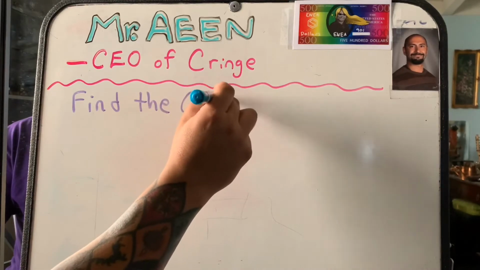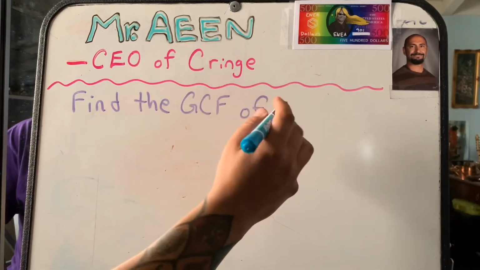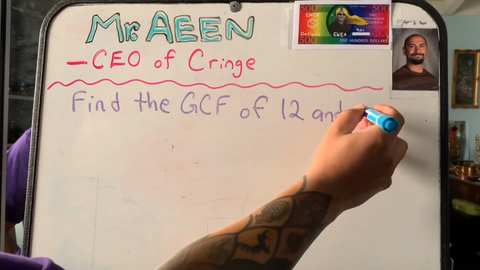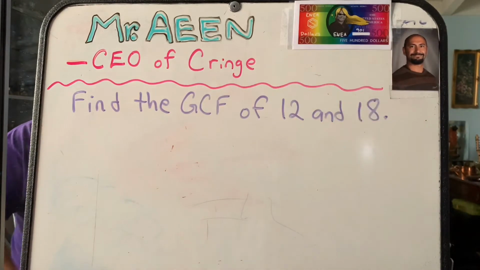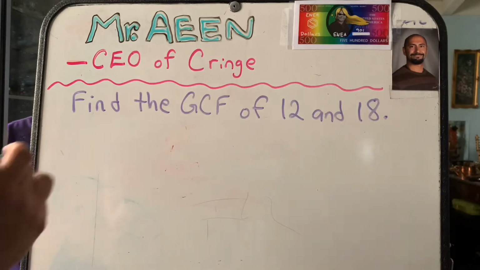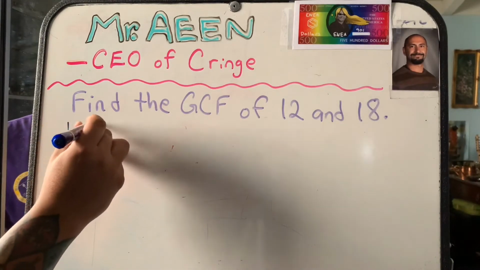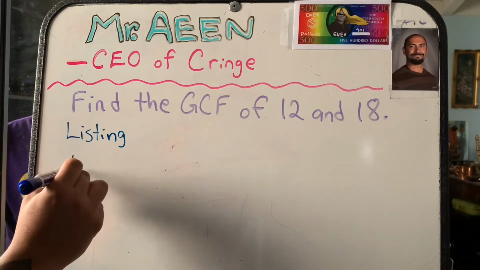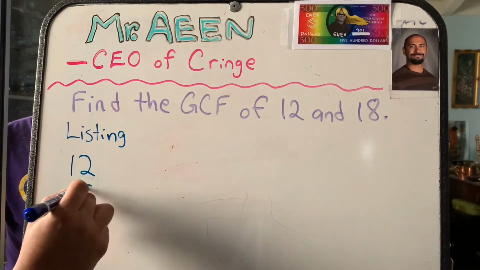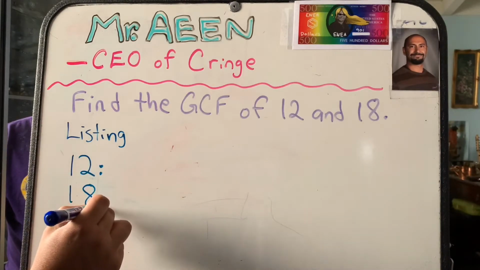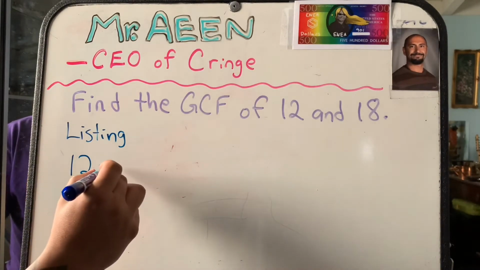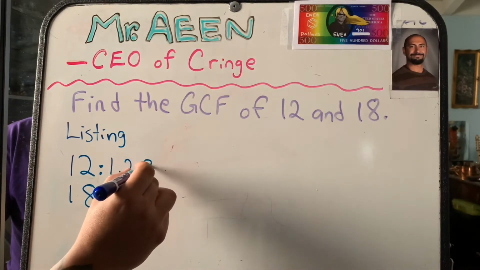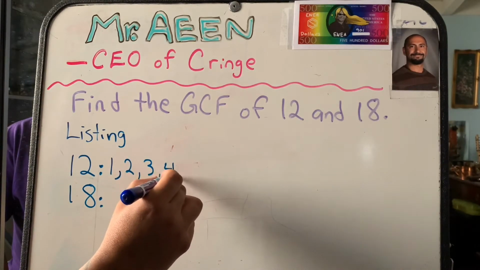So today we're going to look for the GCF of two numbers, let's say 12 and 18. We're going to use our first method, which is listing the factors. So we write down the two numbers 12 and 18. And we look for numbers that multiply together to give 12 or to give 18.